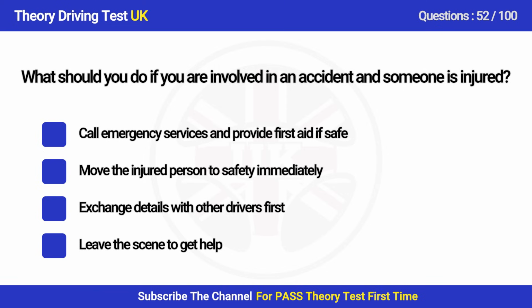Question 52. What should you do if you are involved in an accident and someone is injured? A. Call emergency services and provide first aid if safe. B. Move the injured person to safety immediately. C. Exchange details with other drivers first. D. Leave the scene to get help.